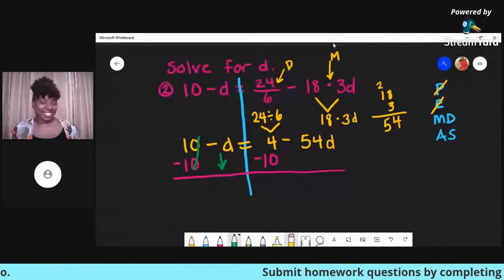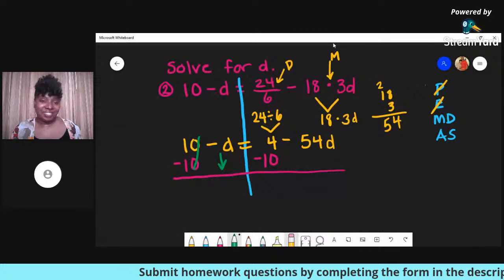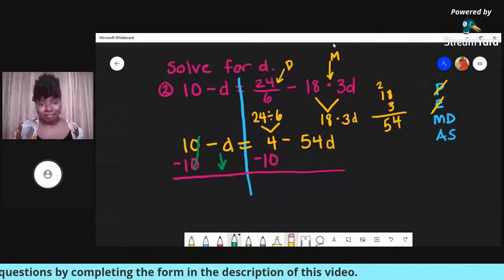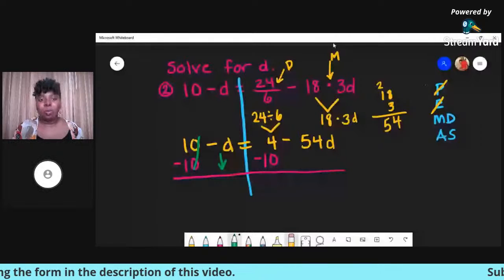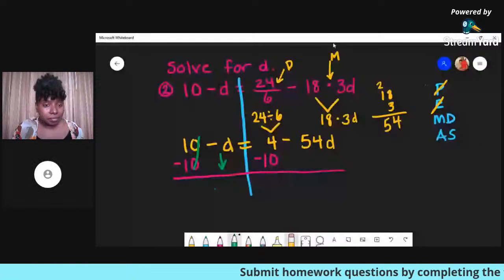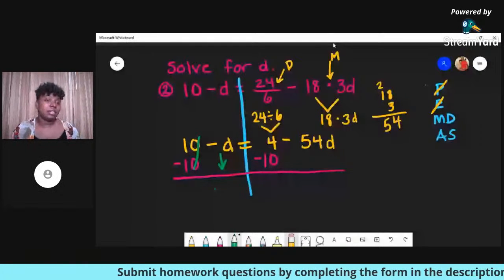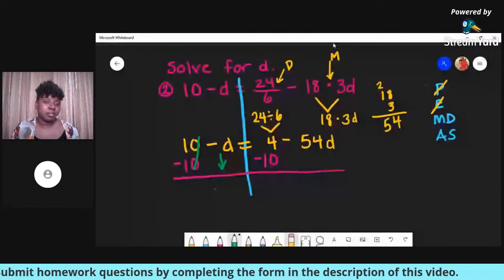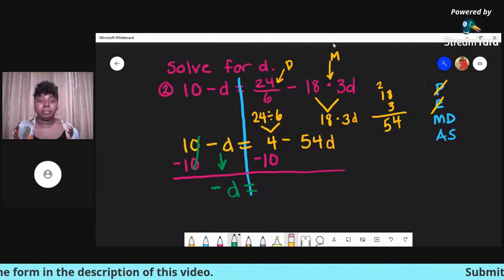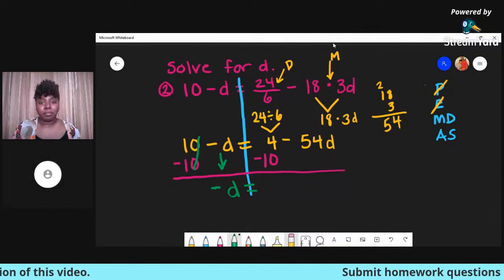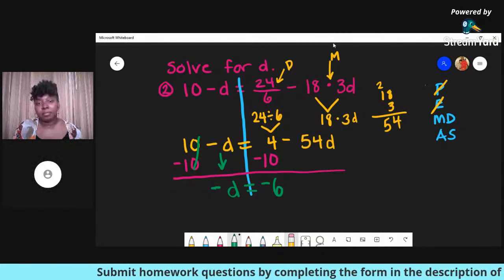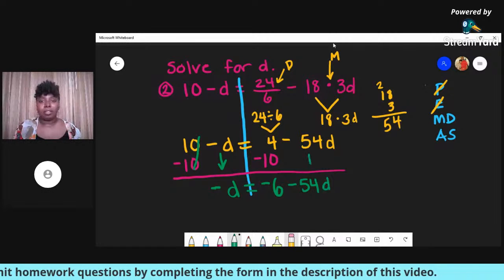So now what? That takes away the 10, because 10 minus 10 is 0. So you would bring the D down, and then you have 4 minus 10, which would be negative. Wait, what am I doing with the D? You're bringing it down underneath the line. So how do I write that? It would be negative D, and then equals. Good. And then 4 minus 10 would be negative 6, minus 54D, or negative 54D. Good.